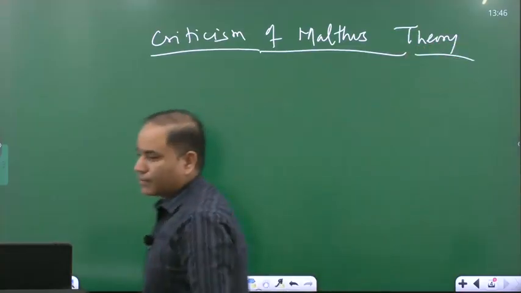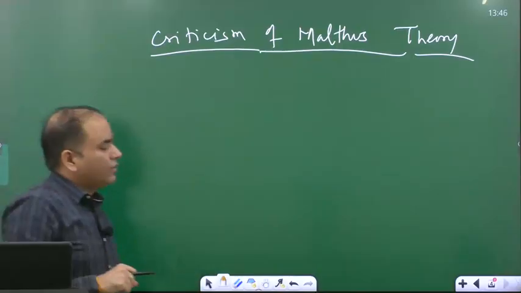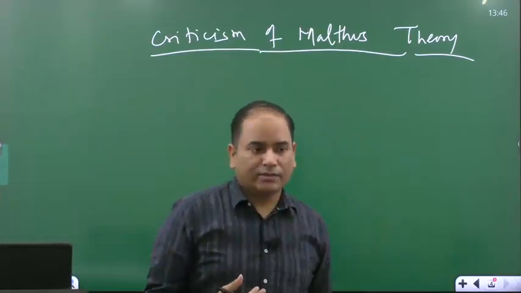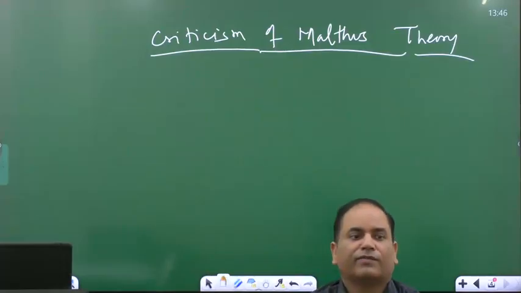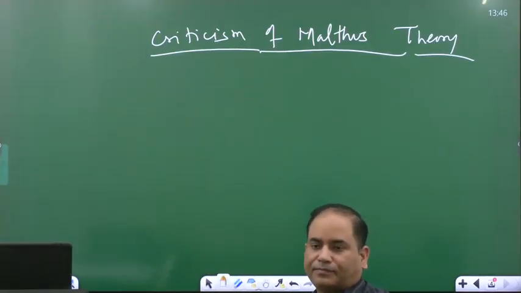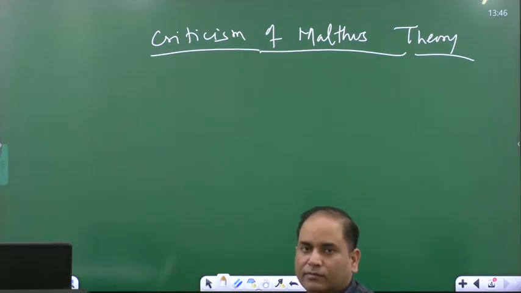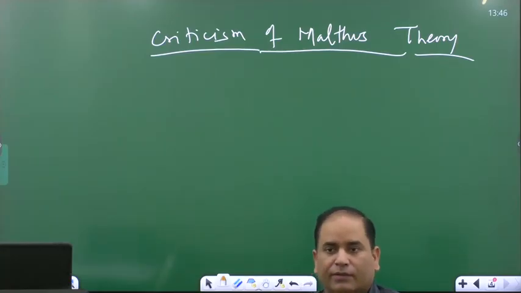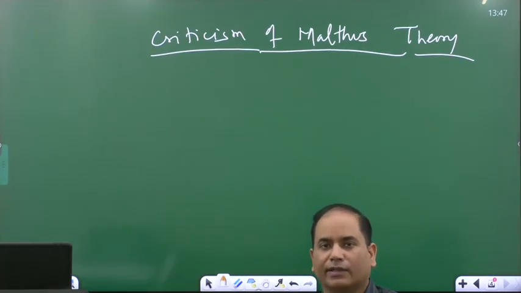So critical evaluation. So what are the problems in his theory? What you can think of is not correct. जो आपको लगता हो, थ्योरी तो समझ गए. So what do you think is not correct? First of all, you just need to understand that he is saying that the food will increase arithmetically.